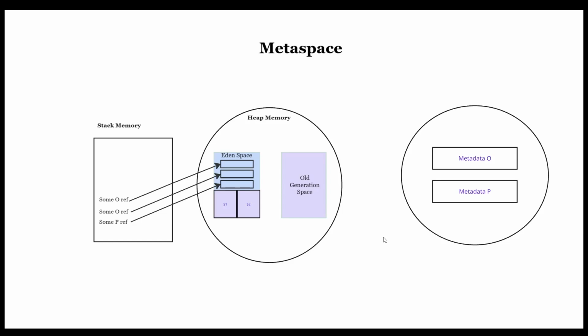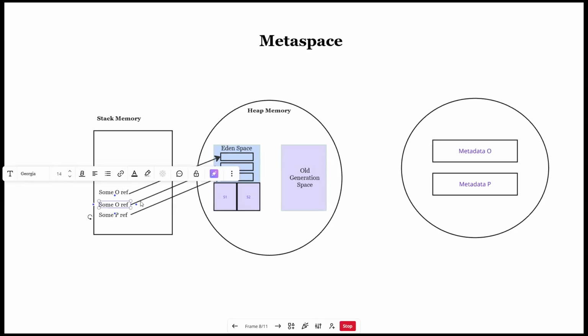So what is Metaspace? It stores class metadata, method info, and the constant pool. It lives in native memory and not in heap. It is dynamically resizable. So here, if you see, this is the Metaspace. In stack memory, we store the reference of the object, and in heap memory, we store the object. Here we have a reference of object O. This is one reference, this is another reference of object O, and this is one reference of P. Right? Now, here we are storing the metadata of O and P.